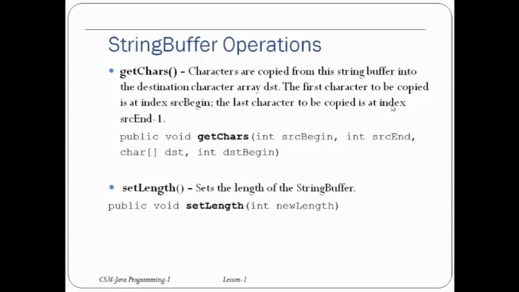Then we are having the getChars method. So the characters are copied from the string buffer into the destination character array. The first character to be copied is at index srcBegin and the last character to be copied is at the index srcEnd - 1. So you can see over here we are having a public void getChars method and it is getting the characters starting from srcBegin till srcEnd, and this is the character index at which it will get stored, and this is where the destination will begin.